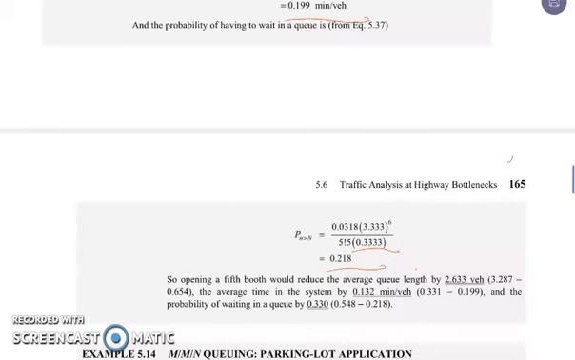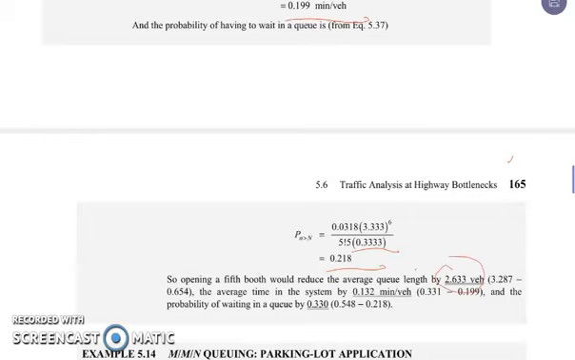Therefore, if we open the fifth booth, it will reduce the average queue length by 2.633 vehicles. That is substituting the value for the average queue length when there are four toll booths open, subtracted by the one when there is a fifth toll booth open. So you have here 2.633 vehicles. That is the reduction for the average queue length.